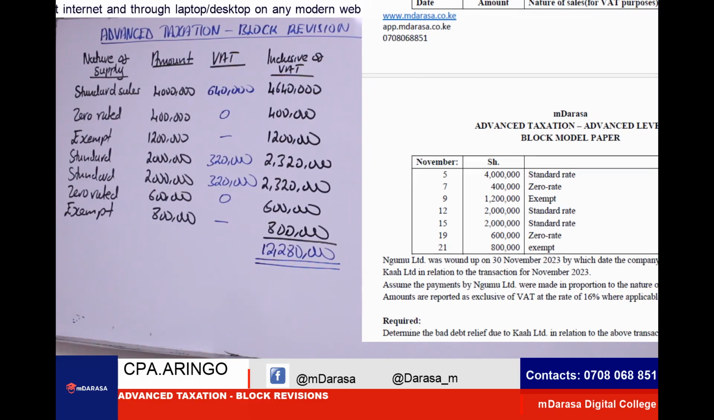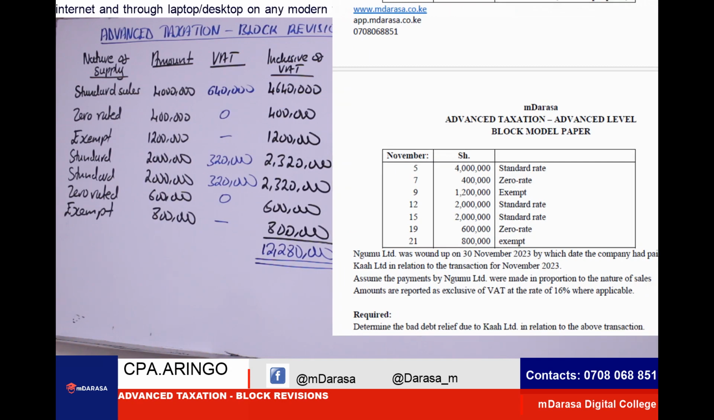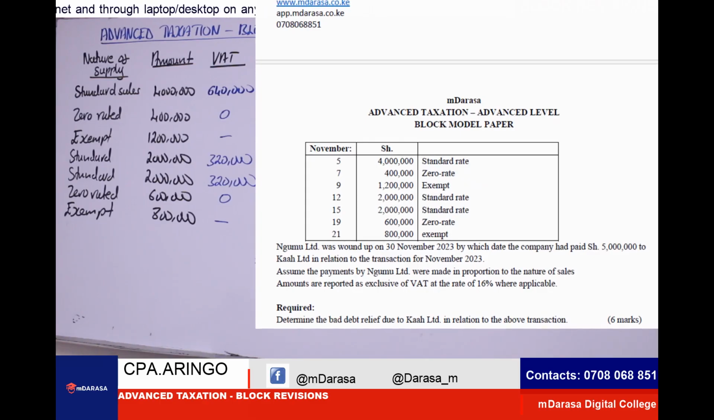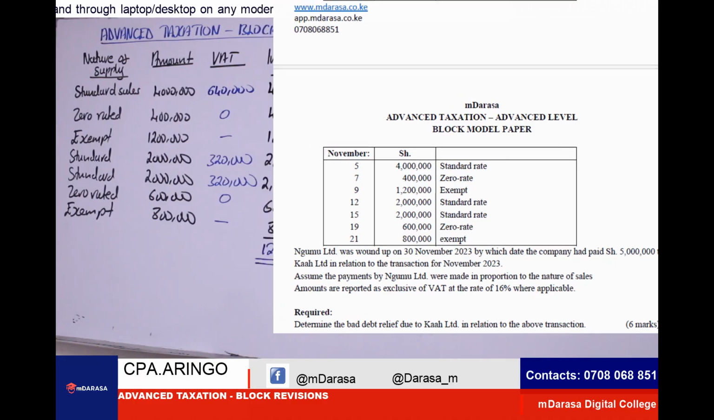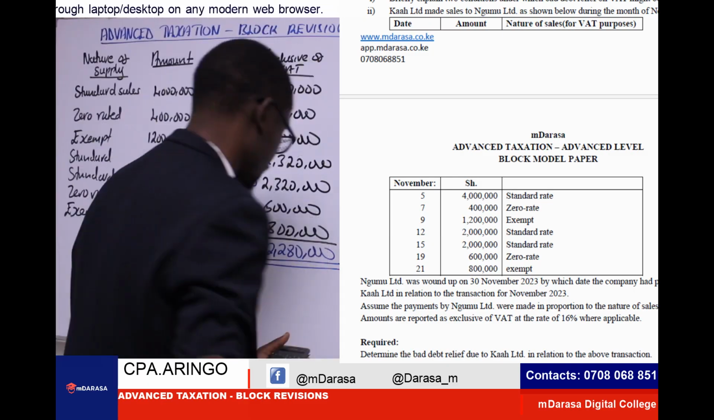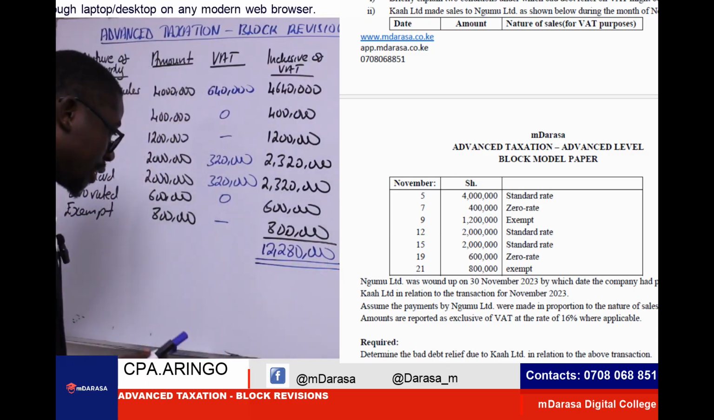Gomo Limited was wound up, meaning that if it was wound up, it ceases to exist. And by that time, that company had only paid us a figure of how much? 5 million. We had only been paid a value of 5 million. So if we had been paid only 5 million, what will we be having? The remainder.